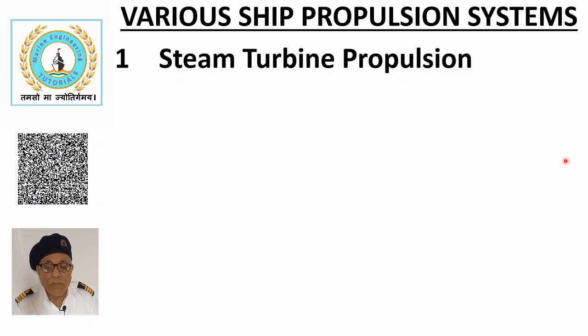In this system, steam produced in boilers drives the turbine connected to the propeller shaft. This was used on earlier merchant ships, which is on the decline, and now it is restricted to naval ships only. It provides smooth operation with low vibrations and can use different fuels. It has lower efficiency than diesel engines and requires a large boiler plant.